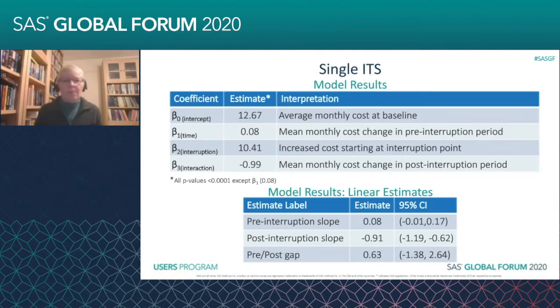And then we have this big jump of $10.41 at the interruption point, which is offset actually by 10 times the minus 0.99 interaction term. And so what this means is that our overall pre-post gap for these VBID folks is only 63 cents a month. So again, the conclusion we would draw from this single ITS looking just at our VBID folks is that the VBID definitely offset the increase in cost that they would experience due to the change in their deductible.